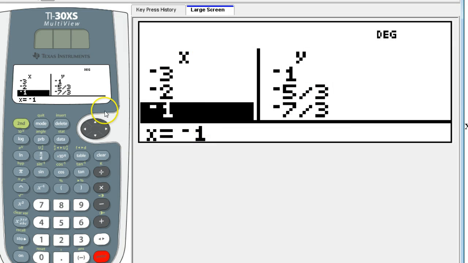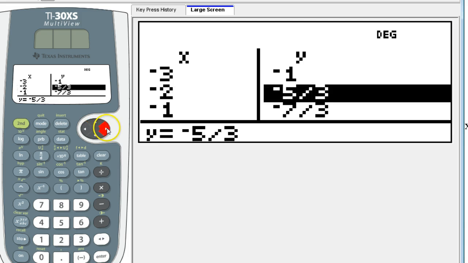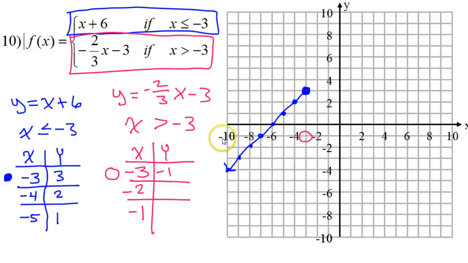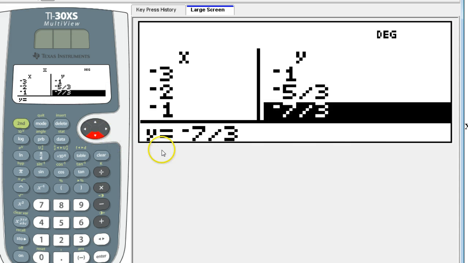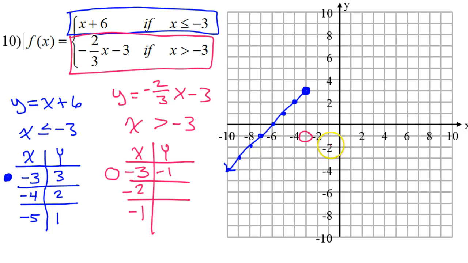Now I've got these other points which are decimals, so I really don't want to use these. This is like negative 1.6, which would be about here. And this next one, if I hit the toggle key, is negative 2.3. So that's about here.